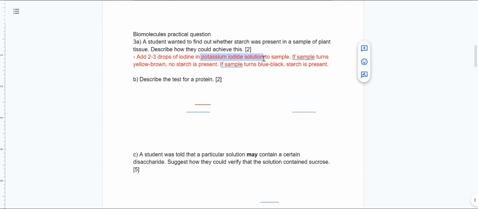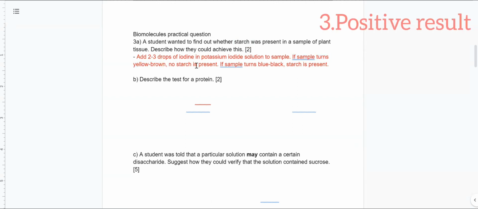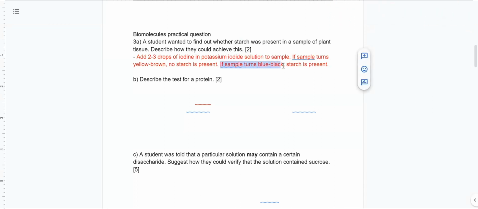And then usually what I do is I talk about what happens if starch is not present. So if starch is not present, then the sample would turn yellow-brown, which is just the color of the iodine solution. And if starch is present, which is the positive result, then the sample should turn blue-black, because this blue-black color is actually the complex that iodine forms with starch.